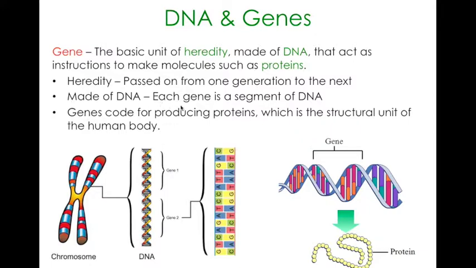It is made of DNA. Each gene is a segment of DNA, and it codes for protein production, which is a structural unit in the human body. If you think about DNA as being the blueprint or the book of life, then a gene really is just a page containing the instructions or a recipe for one particular type of protein. Reading and interpreting the gene results in the production of a type of protein, whether it's a muscle protein or a protein fiber in the brain or in the eye.